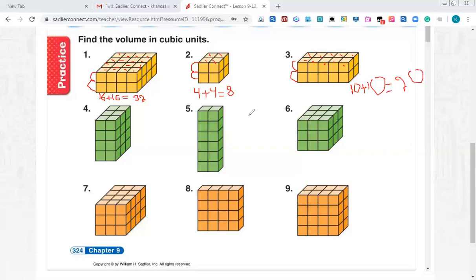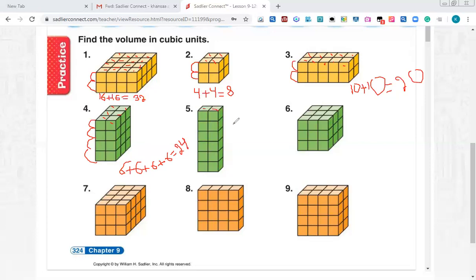Let's go to number 4. The same. We have to count how many cubes we have in the top layer. 1, 2, 3, 4, 5, 6. So we have 6. How many layers do we have? 1, 2, 3, 4. So 6 four times. We have 4 layers, and in each layer we have 6 cubes. So 6 plus 6 plus 6 plus 6 equals 24.